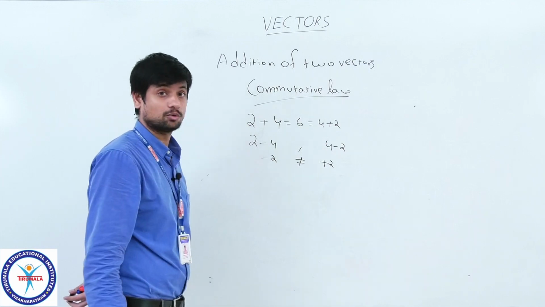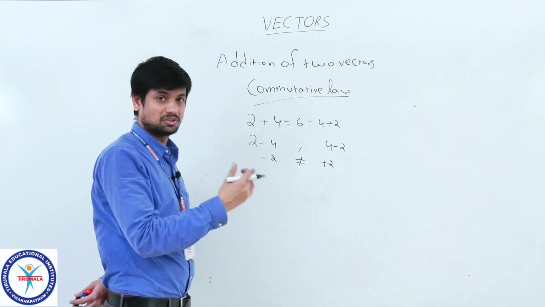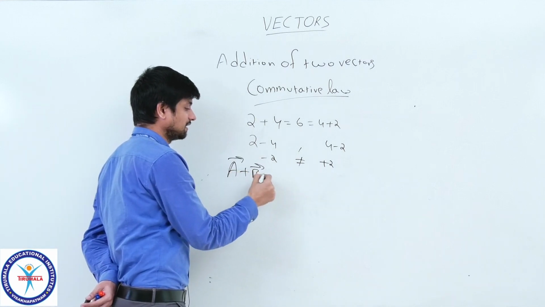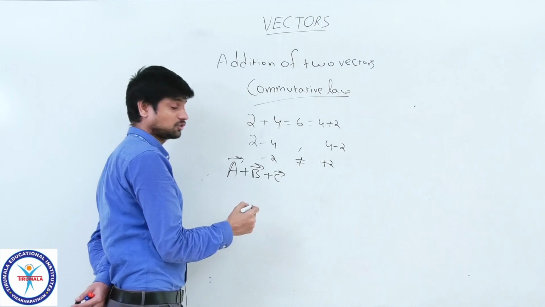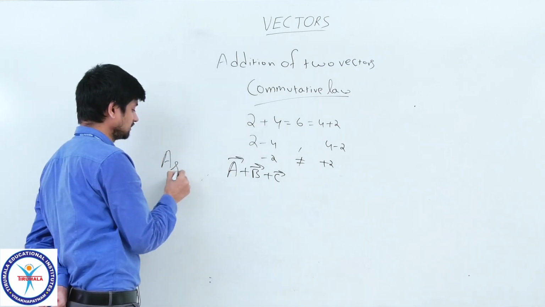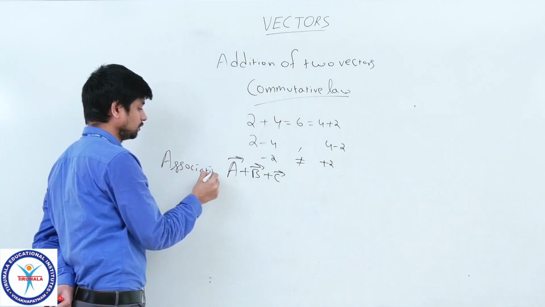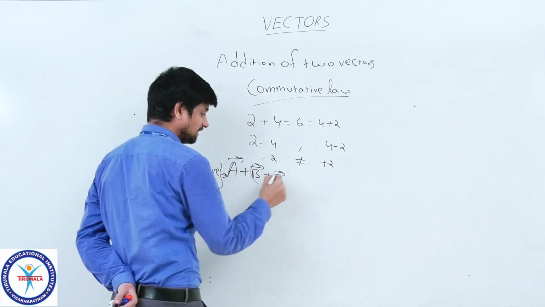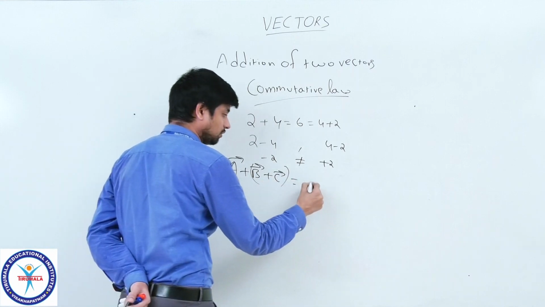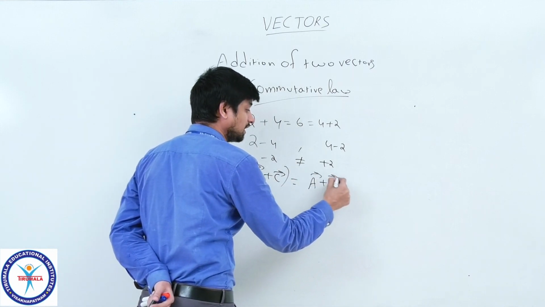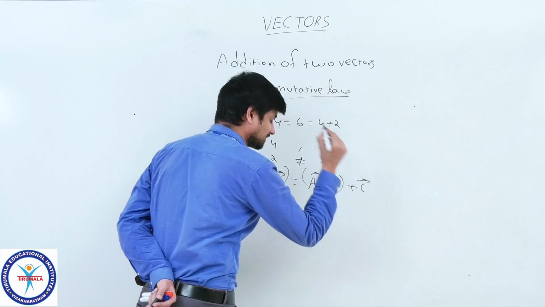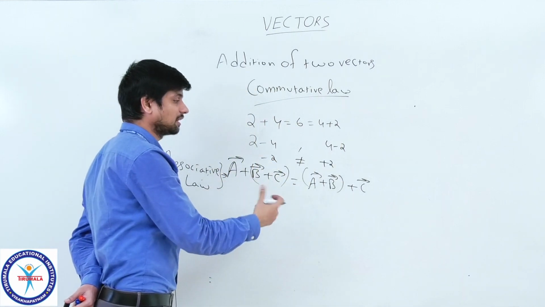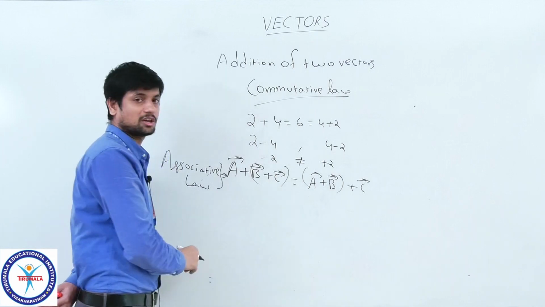According to the associative law, we are going to check. 3 vectors I am taking, A bar, B bar, C bar, to check associative. Associative law means children, what is the associative law in the mathematics you have learnt? (A bar plus B bar) plus C bar equal to A bar plus (B bar plus C bar). This is what we are going to prove.